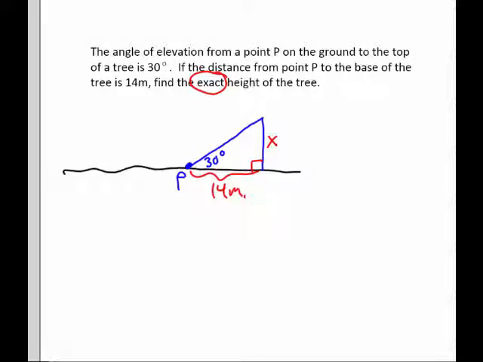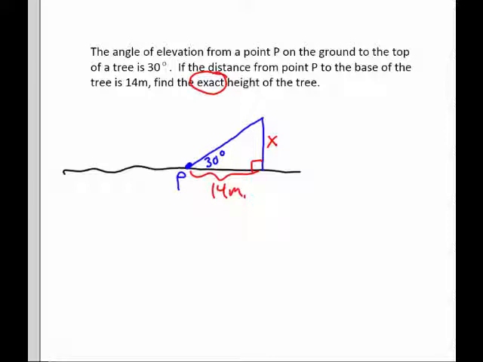Whenever you see or hear the word exact, it means that we want an exact value. We don't want decimals that have been rounded off. And remember that the decimals that are problematic are irrational numbers, because irrational numbers go on forever without a pattern. It's impossible to write an irrational number as a decimal and have it exact. So what we're going to do here is set up a ratio.